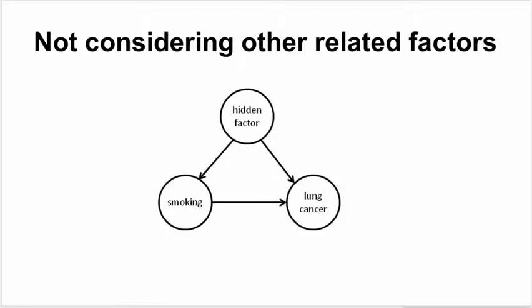Another pitfall of research is not considering other related factors. For example, some early research studies into lung cancer suggested that smoking caused lung cancer. At the same time, some organizations that worked in the cigarette industry tried to claim that hidden factors may cause lung cancer. If I get lung cancer and I smoke, is it from the smoking, or do I maybe have a pre-existing condition that makes me more susceptible to lung cancer just from natural causes and not from smoking?